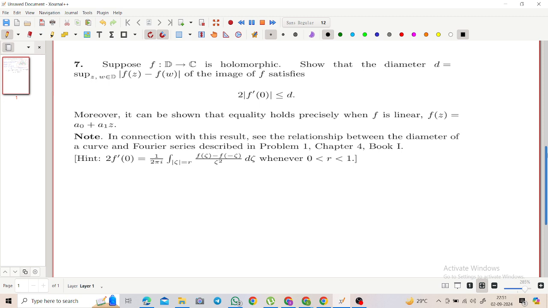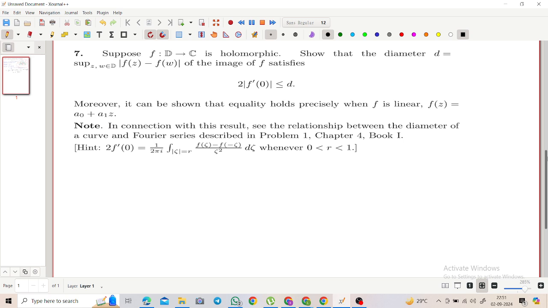So what are they saying? That if f from D to C is a holomorphic function, show that the diameter d, that is the supremum diameter of the image, satisfies 2|f'(0)| is less than or equal to d. Moreover, it can be shown that the inequality holds precisely if f is linear. Okay, let's see. A hint is given like 2f'(0) is this according to them. Let's see whether 2f'(0) is this or not.